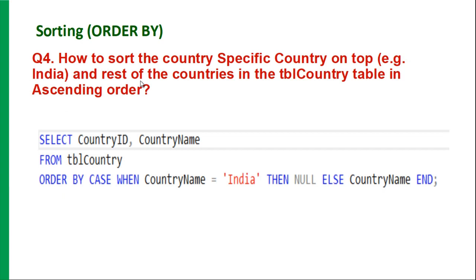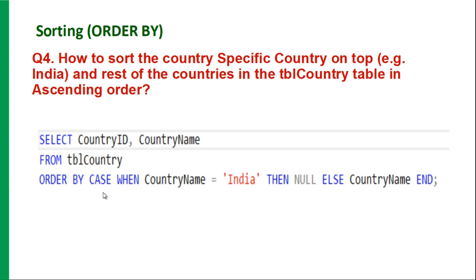Question number 4. How to sort the country table such that a specific country is on the top and the rest of the countries in the tbl_country table are in ascending order? I have listed a particular query here. SELECT country_id, country_name FROM tbl_country ORDER BY CASE WHEN country_name = 'India' THEN NULL ELSE country_name END.